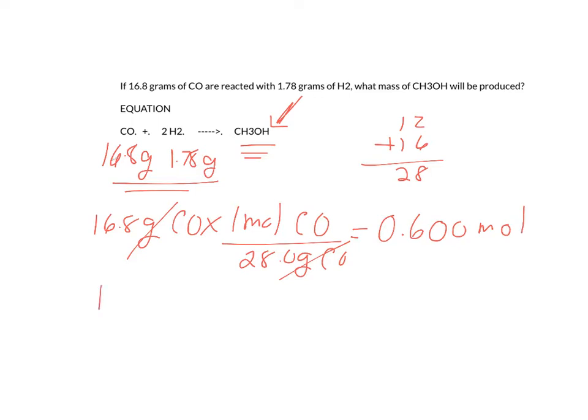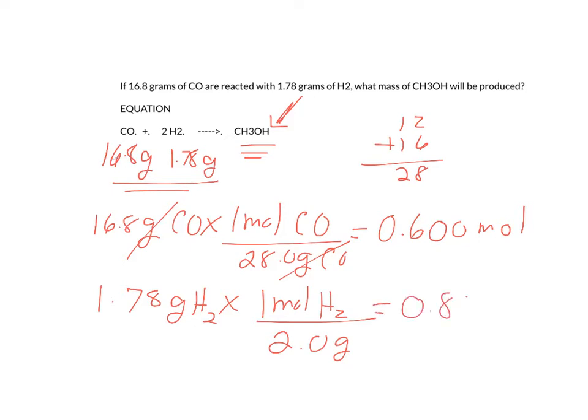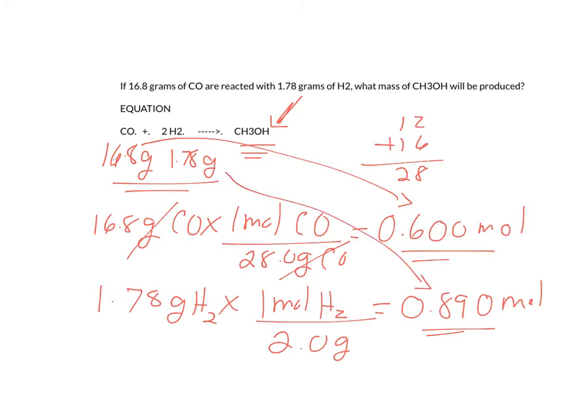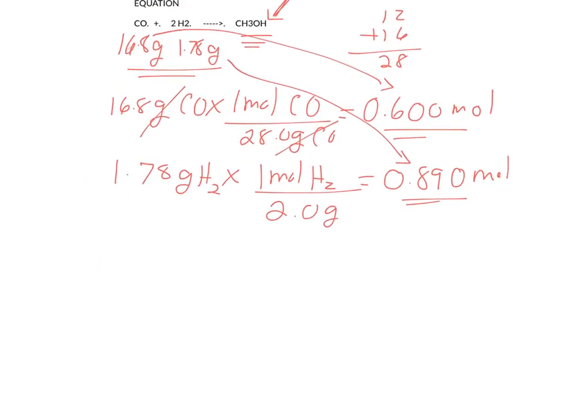I'm now going to do the same thing to hydrogen. I'm going to take my 1.78 grams of hydrogen and turn those into moles. 1 mole of hydrogen weighs 1, so H2 weighs 2.0 grams. So I'm going to be dividing 1.78 by 2 and getting 0.89. Again, I have to add a 0 to get 3 sig figs. I now have everything in moles. The 16.8 became the 0.600, and the 1.78 became the 0.890.